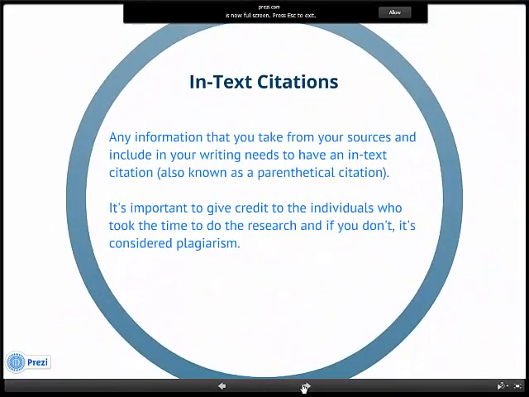Anytime you have information from one of your sources that you would like to include in your writing, you have to include an in-text citation. Whether this information is paraphrased or directly pulled from the source, it's important that you cite it so that it's not considered plagiarism.